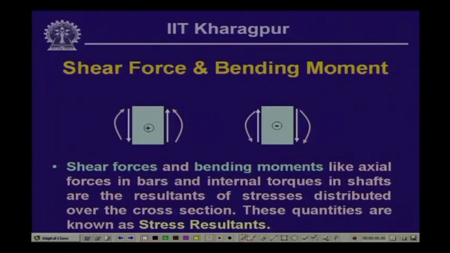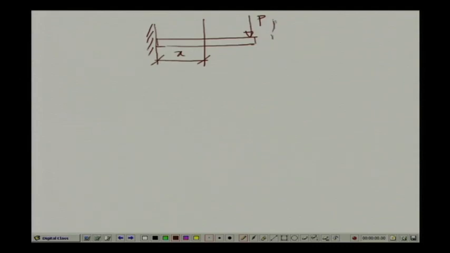If we discuss in terms of an example, let us take a beam which is subjected to a transverse loading. Let us say that we have a cantilever beam. Cantilever beam means it is fixed at one end and free at the other, and let us say it is subjected to a load P. Now, we are interested in finding the internal forces at a section which is at a distance of x from this support.